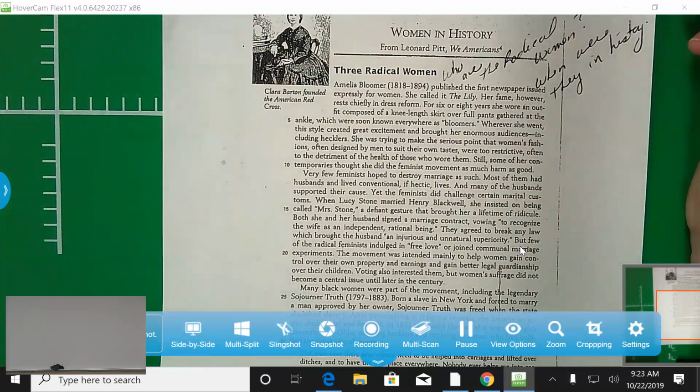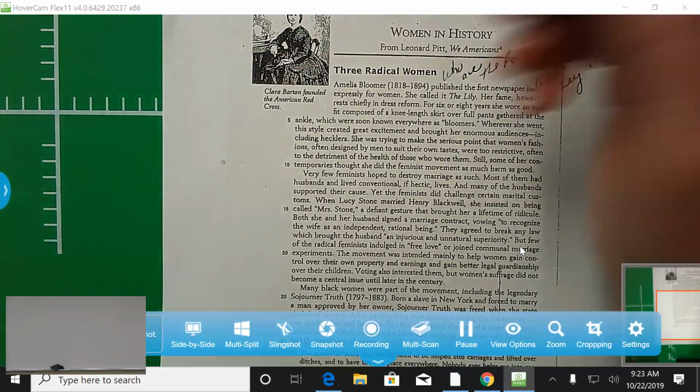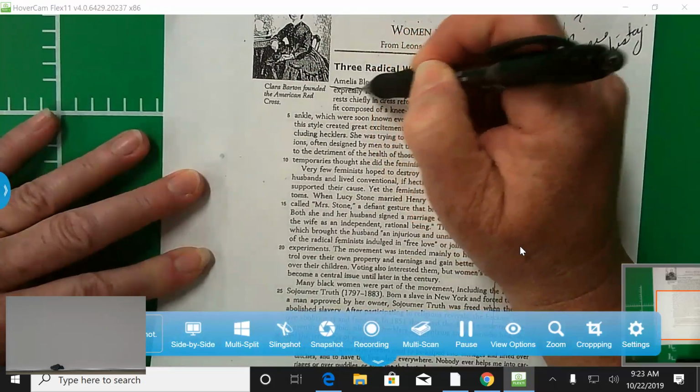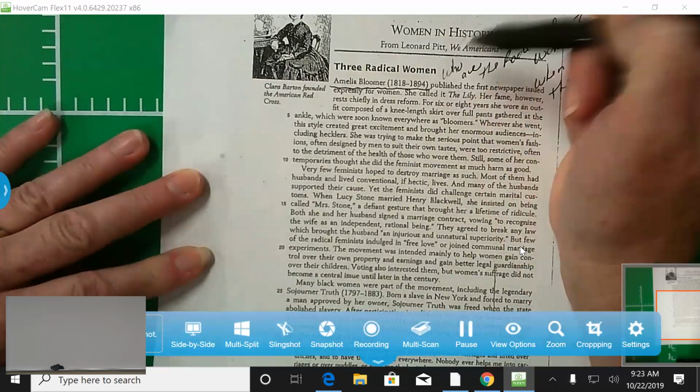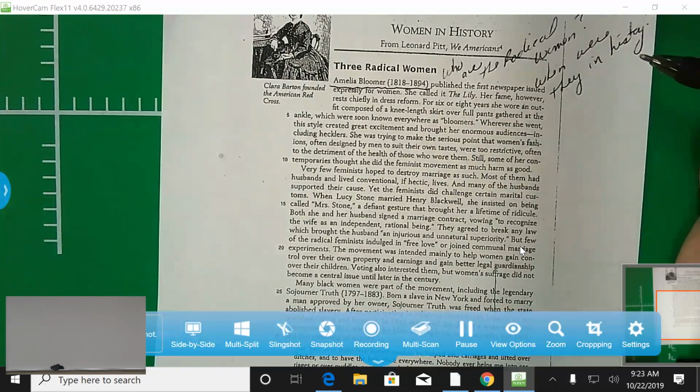So, who or what do you think this whole thing is about? Say again? Yeah, so remember, it's not a full sentence. It's a word or a phrase. So what would I underline? I would agree. So let's underline Amelia Bloomer, okay? So now we have our topic. We underline our topic. What's our next step in the annotating checklist?